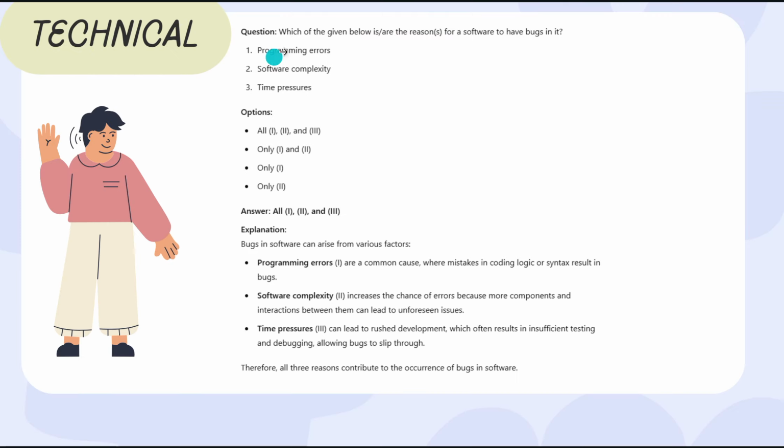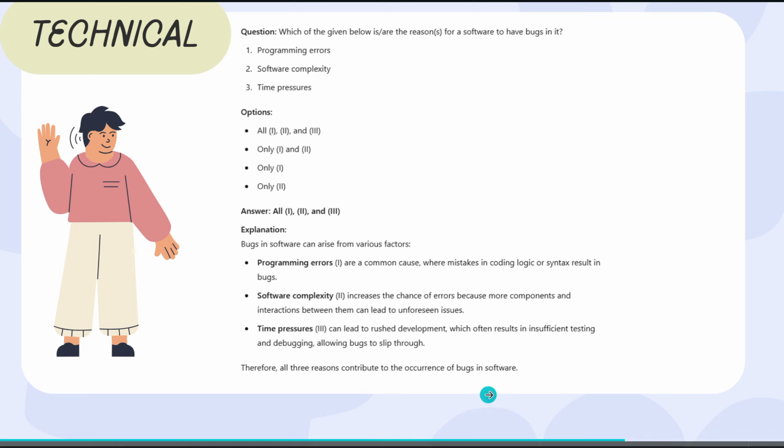And this question is from Technical. Which of the following are the reasons for software to have bugs? All three I have already told you, but here I have provided an explanation. Bugs in software can arise from various factors. Programming errors are a common cause, where mistakes in coding, logical or syntax, result in bugs. Software complexity increases the chance of errors because more components or interactions between them can lead to unforeseen issues, and time pressure can lead to rushed development. So all three are the reasons to have bugs in software, right?